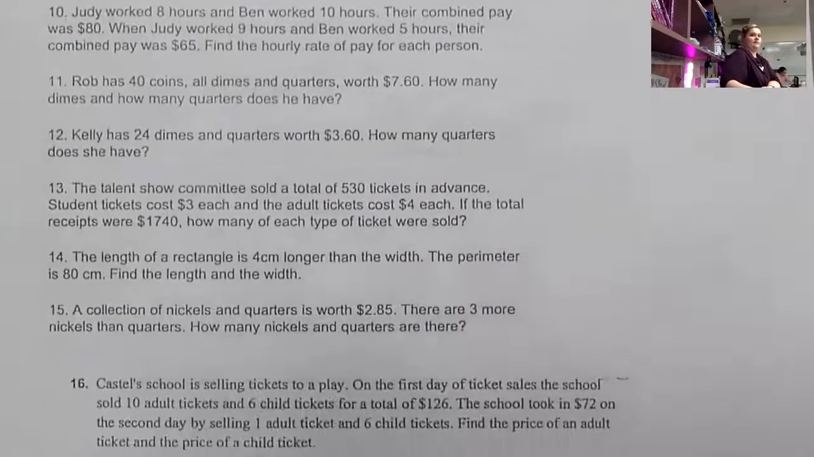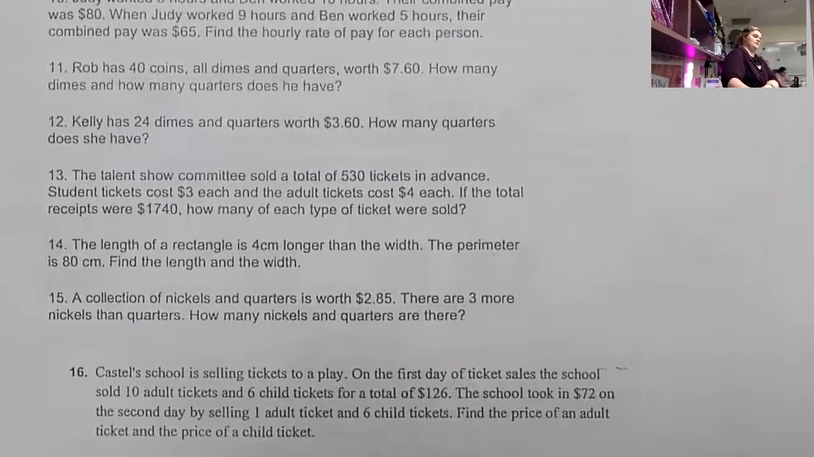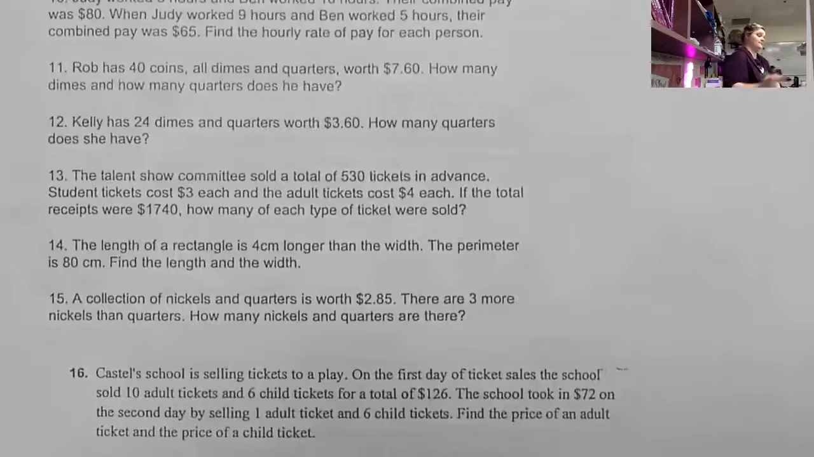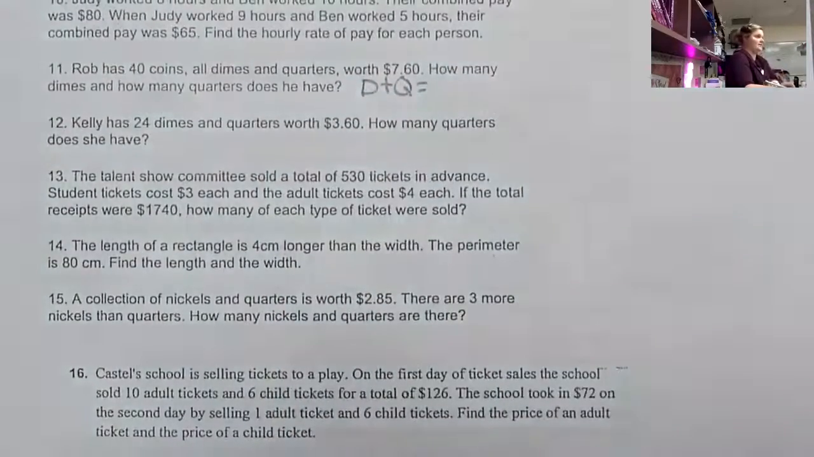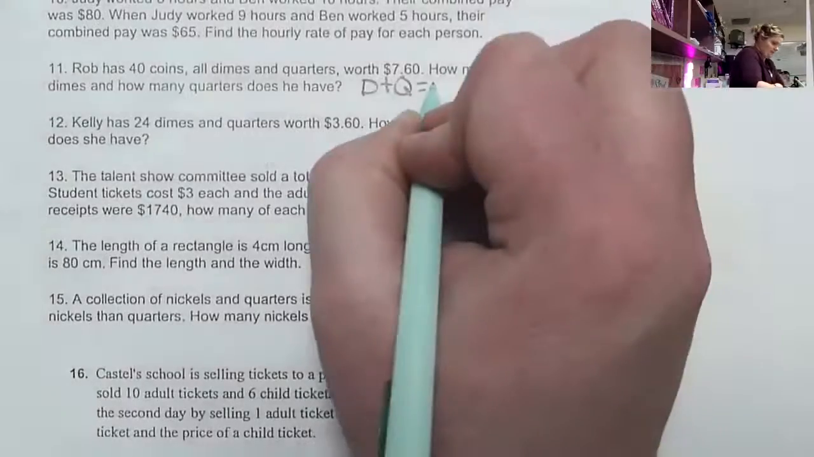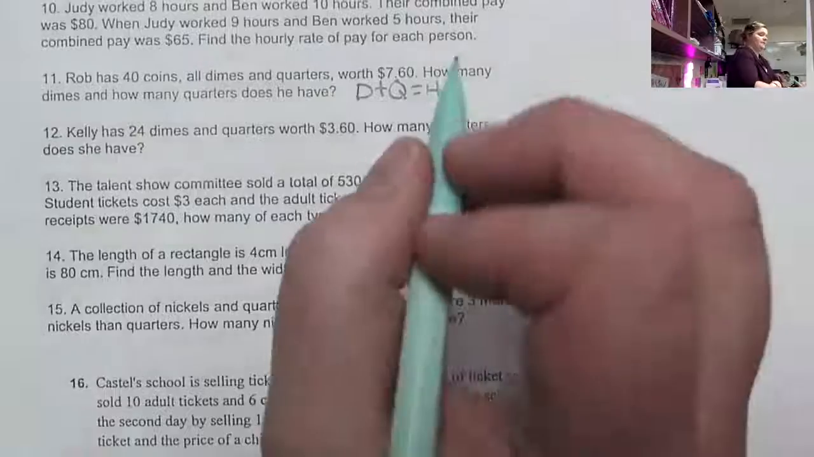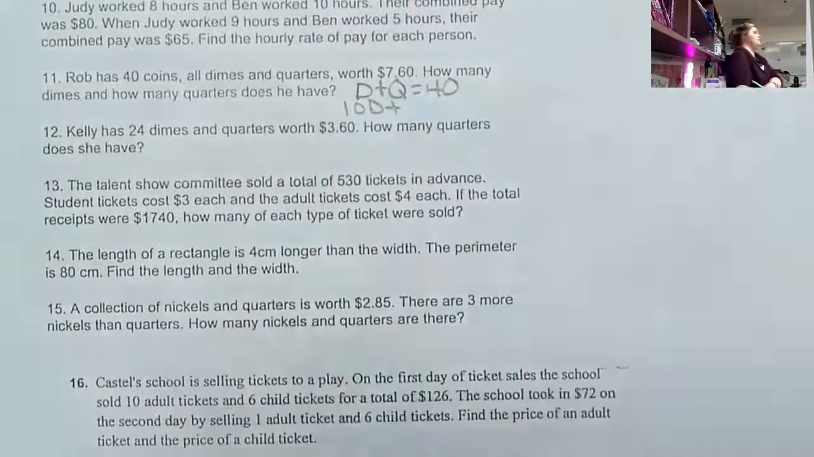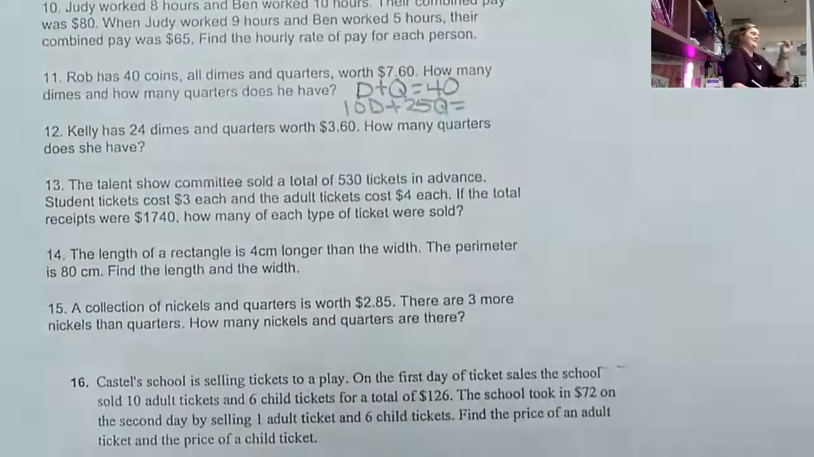Number 11. Rob has 40 coins that are all dimes and quarters worth $7.60. How many dimes and how many quarters does he have? Okay. Let's just talk about the coins first. What are the 2 types of coins he has? Dimes and quarters. So we're gonna put D plus Q. How many coins does he have? 40. Now let's talk about money. How much is a dime worth? 10 cents. So we're gonna go 10D plus how much is a quarter worth? 25Q equals how many cents?